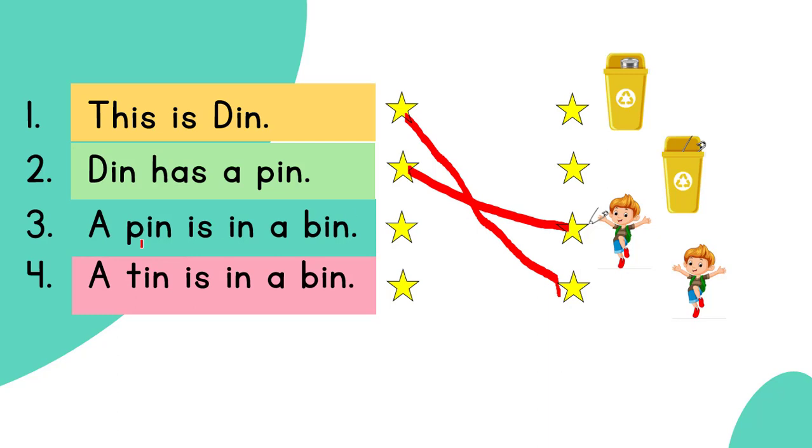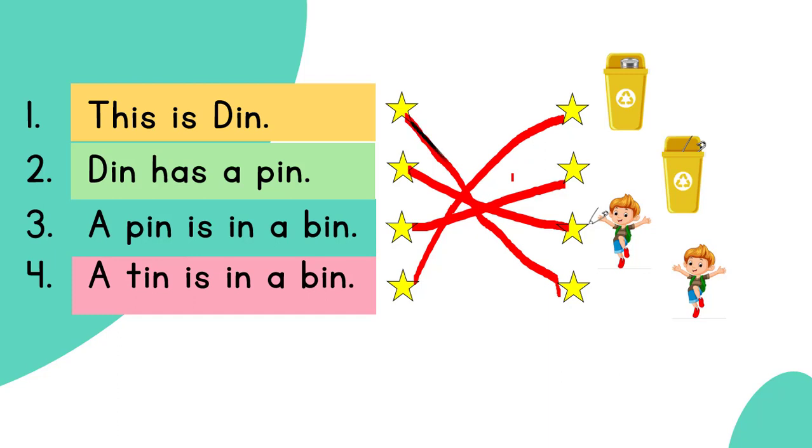Next one, number three. A pin is in a bin. Which one? One or two? Yes, number two. And the last one, a tin is in a bin. Very good. Number one. Good job. Very good, very good, class. Clap your hand for yourself.